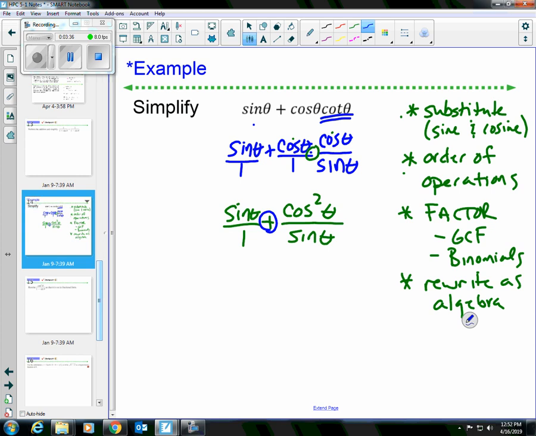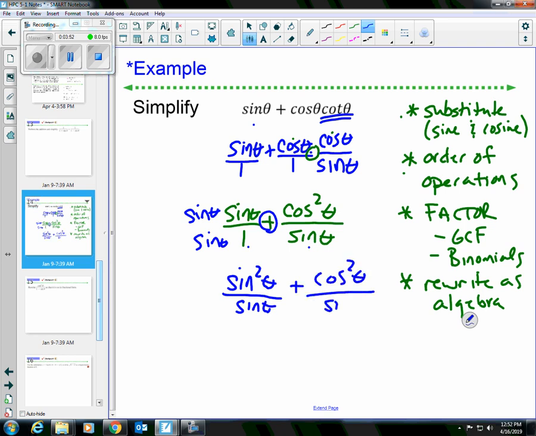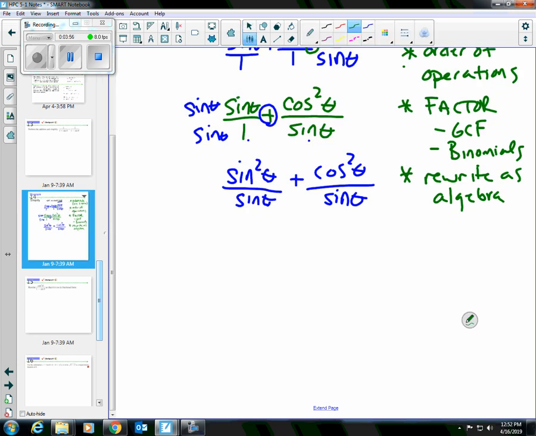So I need to get a common denominator, and this one has sine, this one has 1, which means I need to multiply that first fraction, top and bottom, by sine, and that would give me sine squared over sine plus cosine squared over sine. So that idea of getting a common denominator, multiplying by that factor that we need, is what we're going to be doing today with those trig identities.